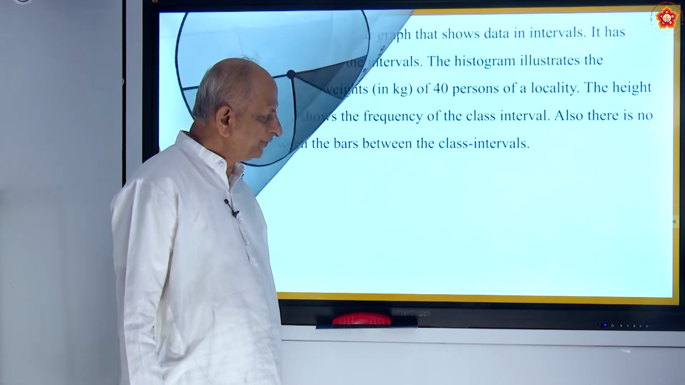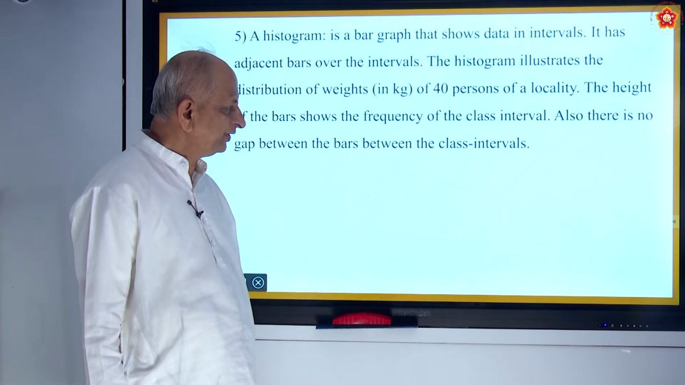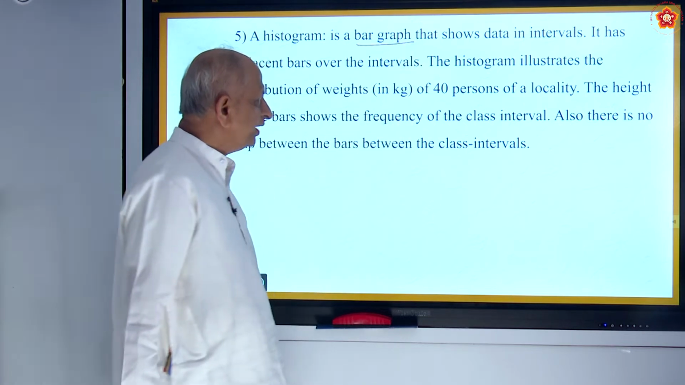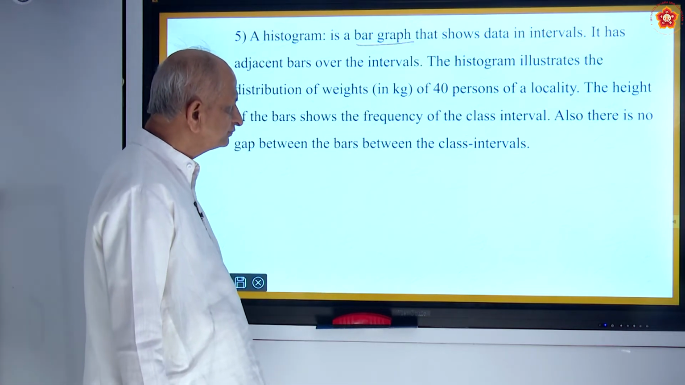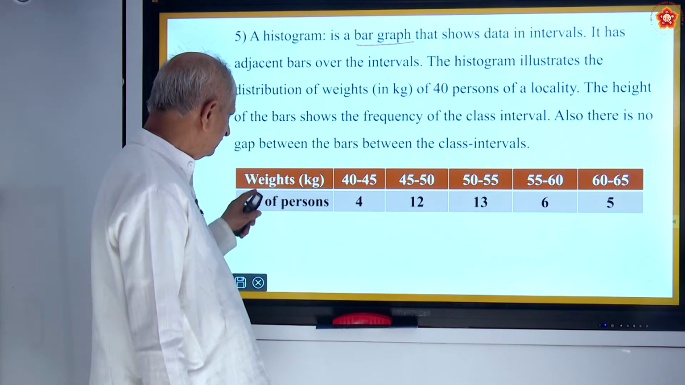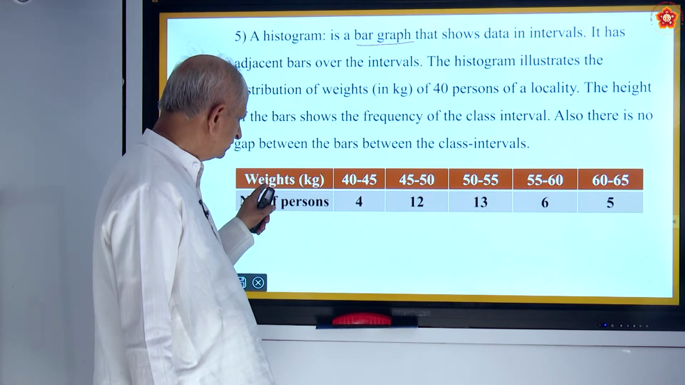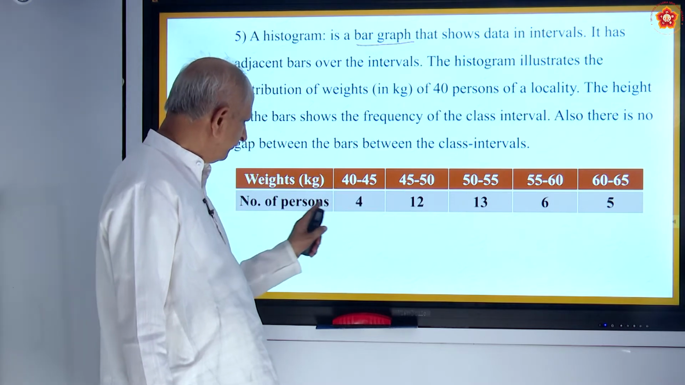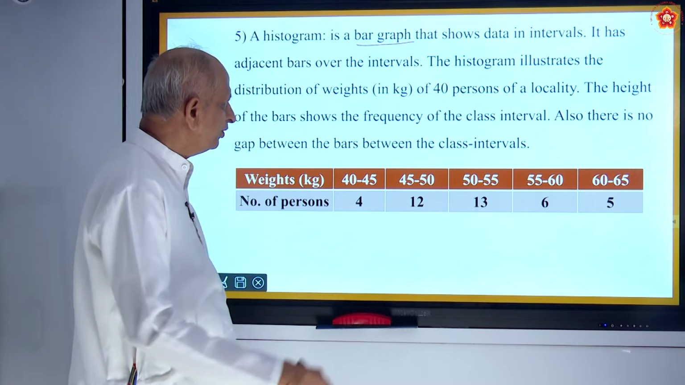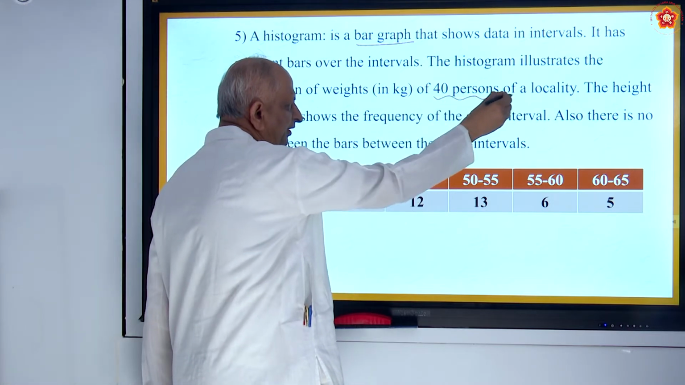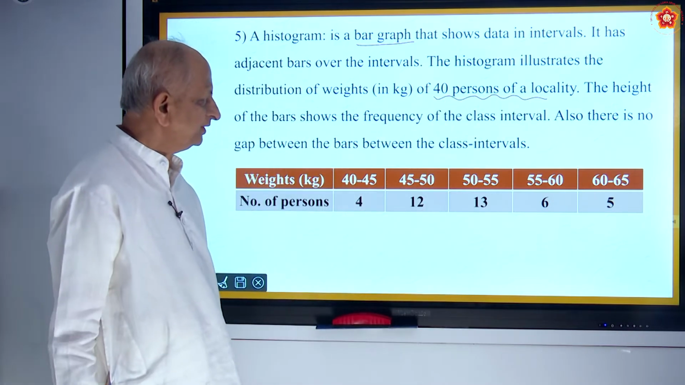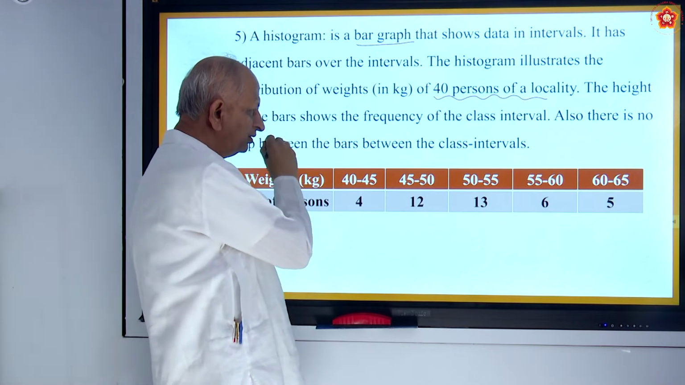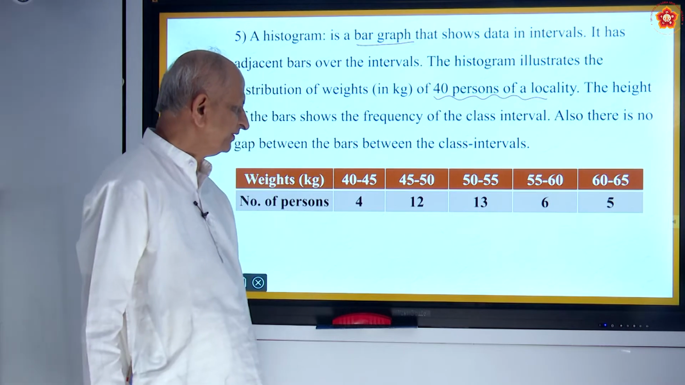Okay. Now we will see one more, that is called a histogram. A histogram is also a bar graph that shows data in intervals. So for that we want what is called class intervals. See here, weights in class interval 40 to 45, there are 4. So it is about the weights of 40 persons in a locality, in a village, and we have to draw a histogram on the basis of that.